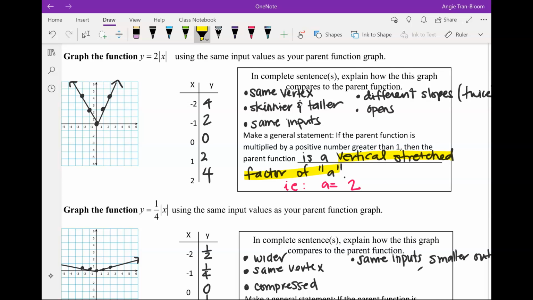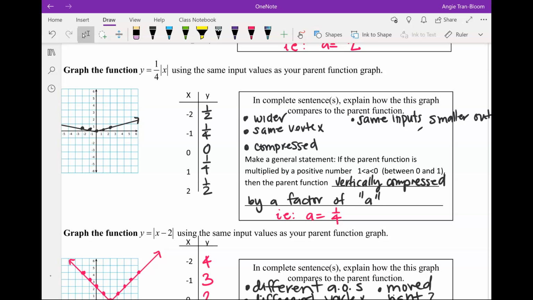of that number. What happened when you multiply by a positive value that's in between 0 and 1? What happened to the parent? It got shorter. We call it what? Vertically compressed by a factor of A. And again, you will have to use the word vertically. You have to use the word compression or compressed, okay, by a factor of that. In this case, it is a 4.